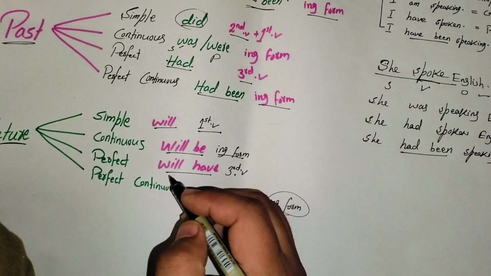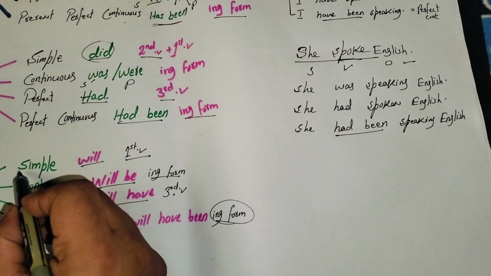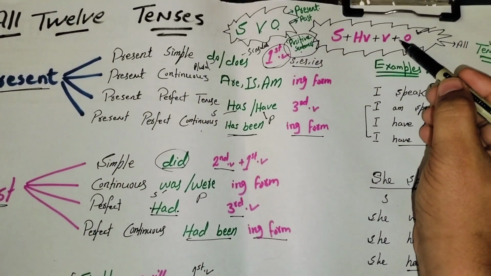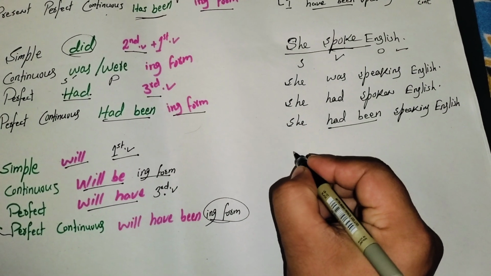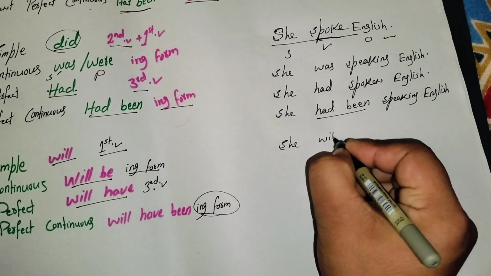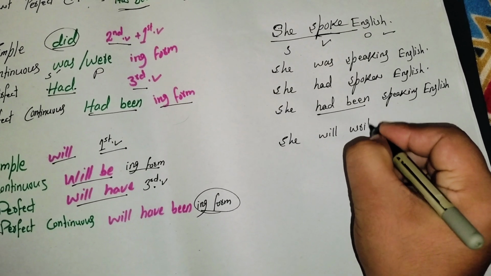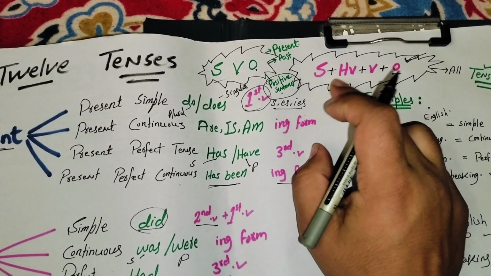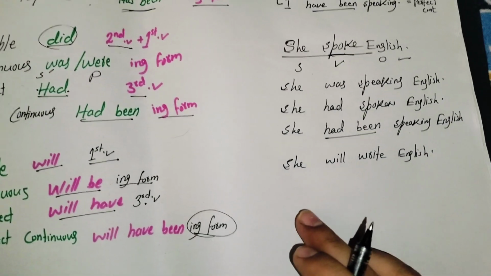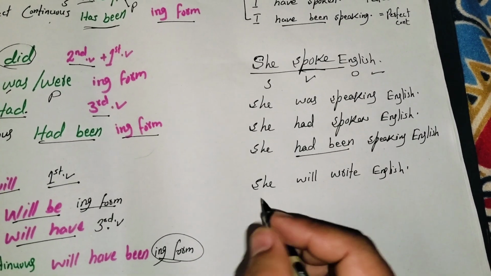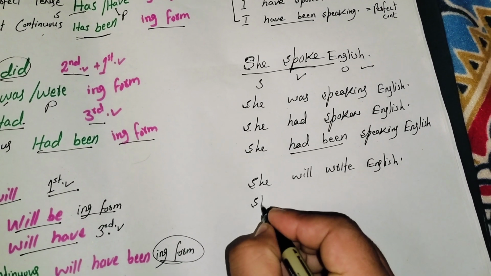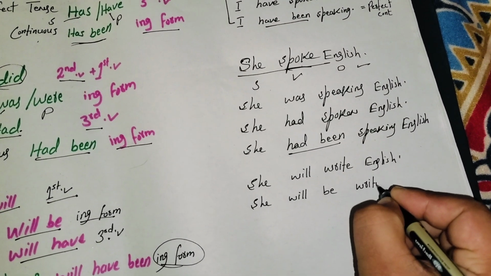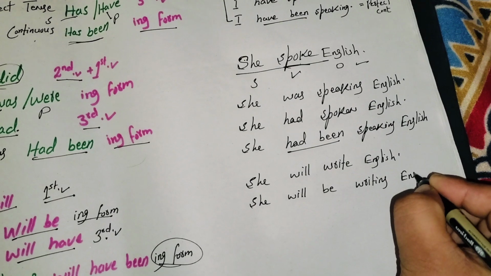Now the future tense is going to be used. Just check it here. From the future tense, all four tenses are going to be made with the help of this formula. How? Just check it here. She will write English. Only this formula is going to be used. Subject, helping verb, verb, and object. So check it here. She will write English. Now we're going to use continuous. She will be writing English.